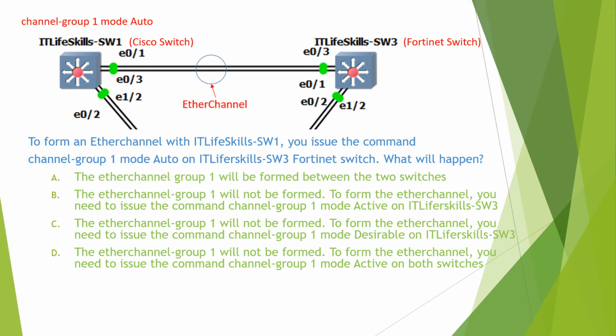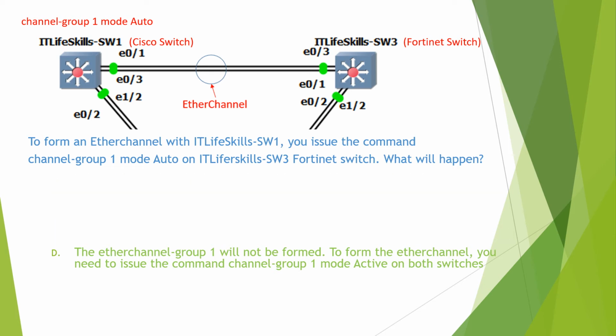To form an EtherChannel between a Cisco switch and a Fortinet switch, we must issue the command channel-group 1 mode active on both switches, since it triggers the LACP protocol, and LACP is the IEEE standard protocol that can run on any switches. Therefore, the answer for this question is D. You can find the detailed explanation for this question in the video. Configuring layer 2 EtherChannels dynamic mode PAgP.